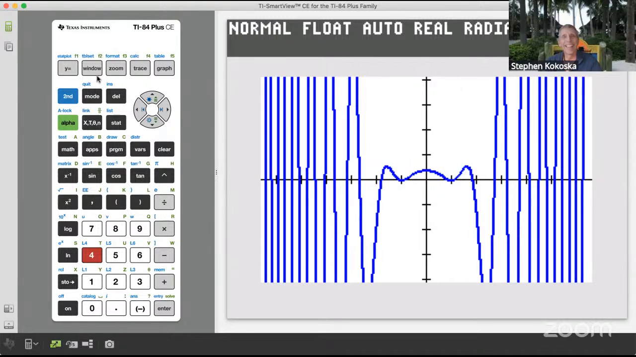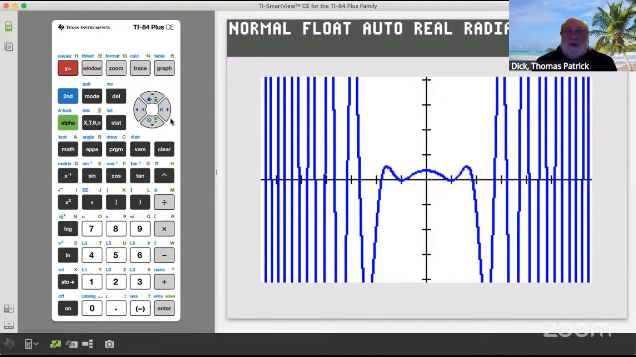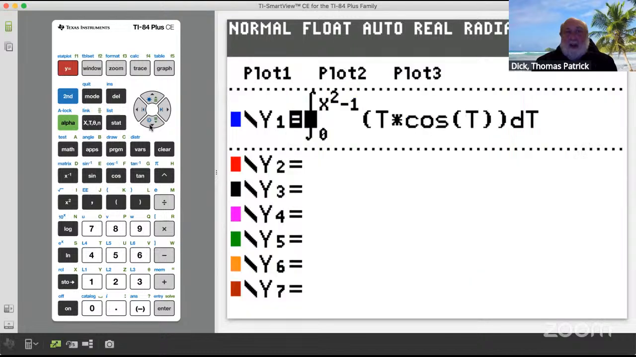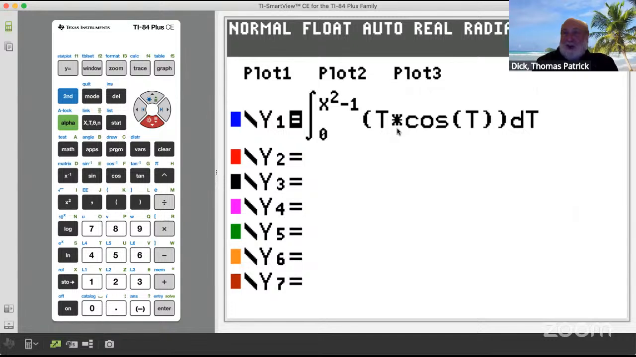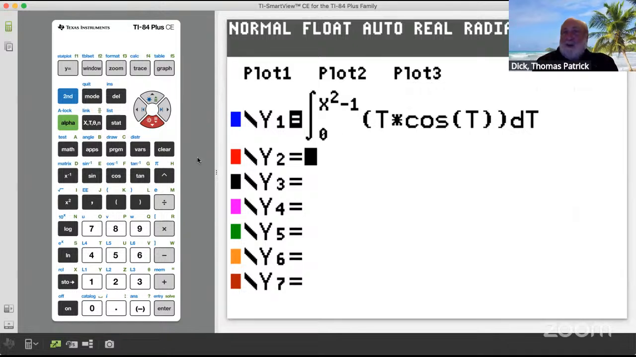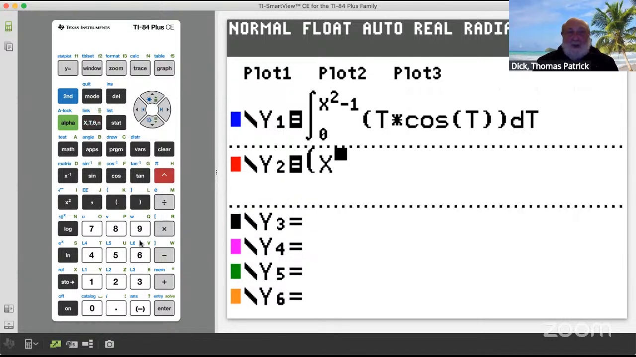So Steve came up with an antiderivative. I'm going to try my own antiderivative here. So I'll go to y equals. And to illustrate, I'm going to make one of the common mistakes students will make. With a definite integral function like this, when students are taking the derivative, often they'll say, okay, I need to take that upper limit and just replace my variable of integration with that, okay? So I think the derivative is going to be x squared minus 1 times the cosine of x squared minus 1.